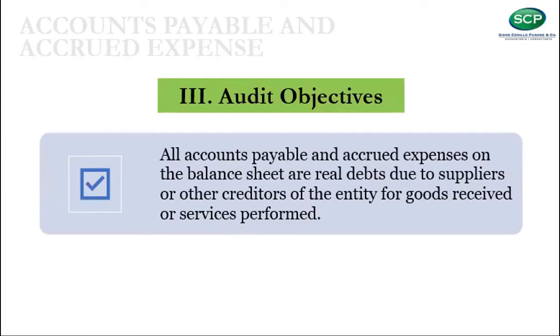The first audit objective is to determine that all accounts payable and accrued expenses on the balance sheet are real debts due to suppliers or other creditors of the entity for goods received or services performed. This audit objective addresses existence and occurrence. Maybe at first thought, many will think that there's a low risk for companies to record fictitious accounts payable and accrued expenses in their books.